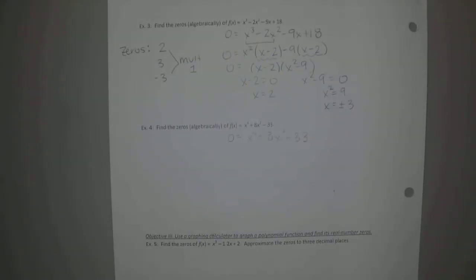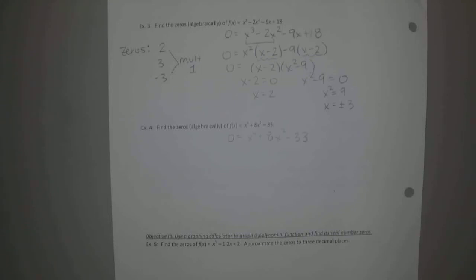So this is actually the AC method, but when we go to split up the first term, instead of x squared split into x and x, we're going to have x to the 4 split up as x squared, all right? So just kind of keep that in mind. So our A is 1, our C is negative 33. What are factors of negative 33 that add up to 8?